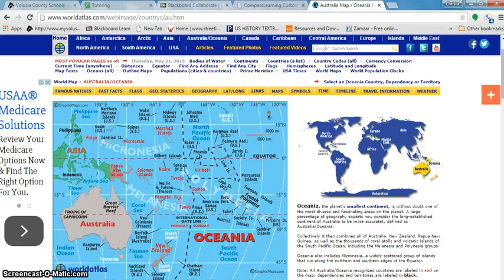You need to know that by 3000 BCE, traders from Southeast Asia visited the northern coasts of New Guinea. Here. Traders from Southeast Asia visited those in 3000 BCE. That was a really, really, really long time ago. About 5,000 years ago.